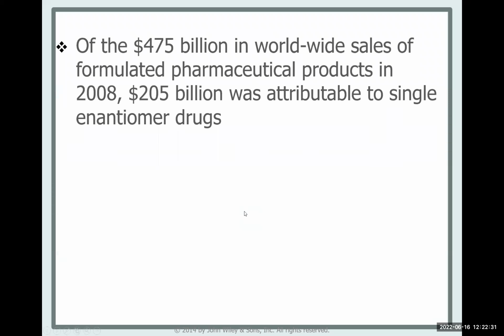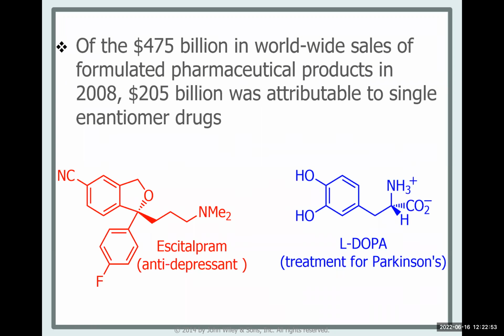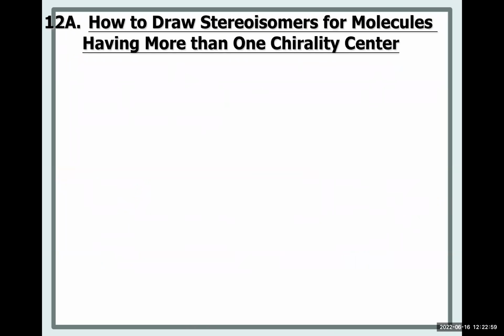Okay, this is interesting. Of the 475 billion in worldwide sales of formulated pharmaceutical products, what a terrible way to write that sentence, I need to edit it, 205 billion are single enantiomer drugs. So if you are someone who goes into medicine, this directly applies to you. Here are just a few examples of those, and a fun thing for you to do is see if you can tell where the stereocenters are.